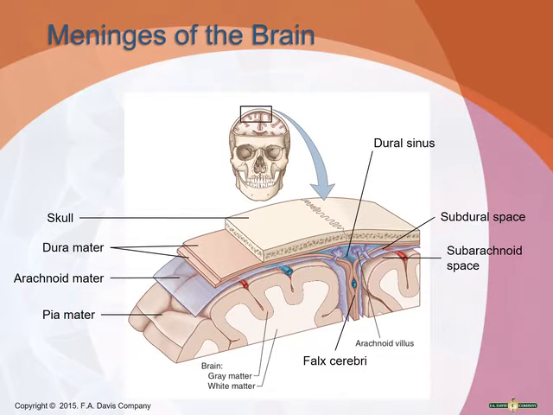In some places, the dura mater extends inward and separates major portions of the brain. The falx cerebri dips into the longitudinal fissure to separate the right and left hemispheres. In other places, the tentorium cerebelli extends over the top of the cerebellum and separates it from the cerebrum.